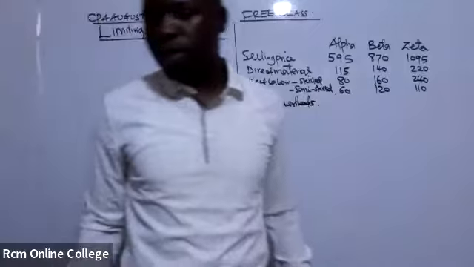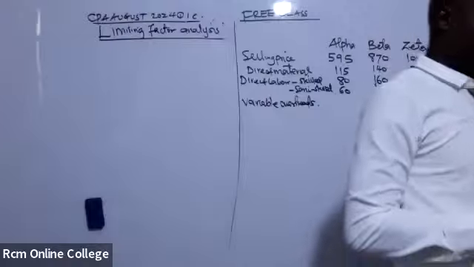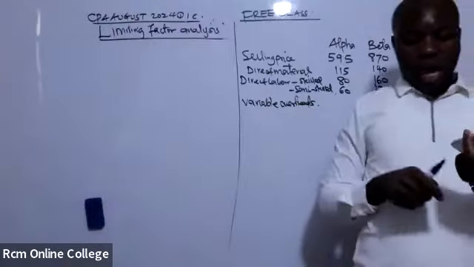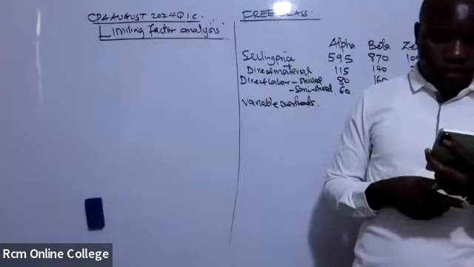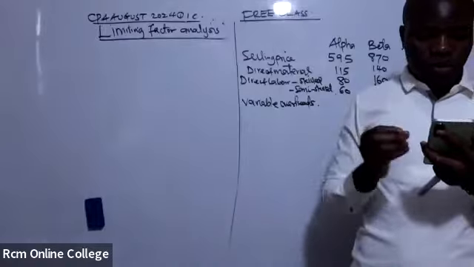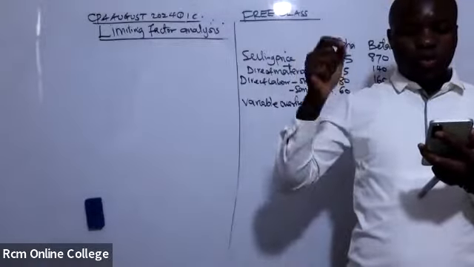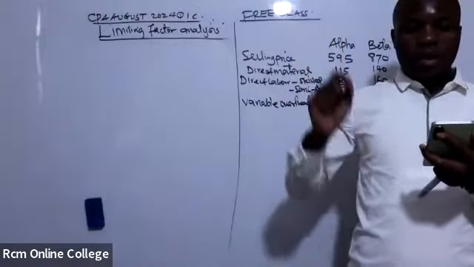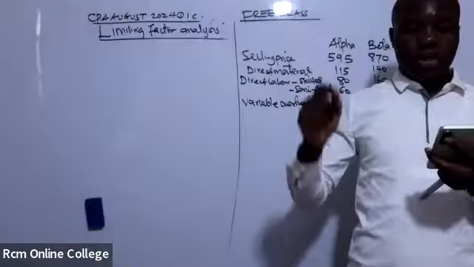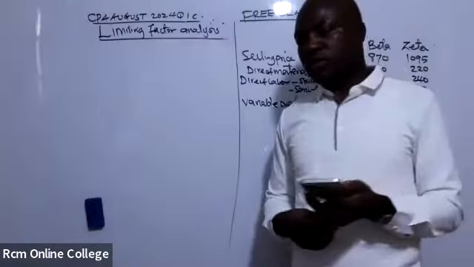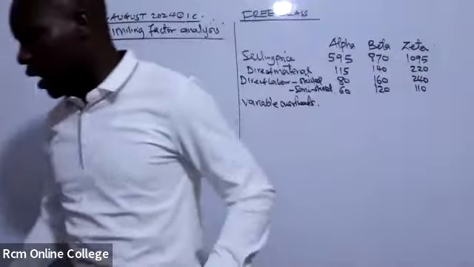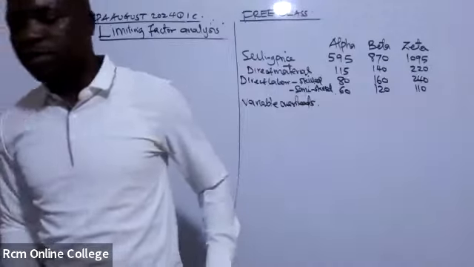Now, if you look at the variable overheads, what are we being told? Go to additional information number 2. The variable overheads are absorbed into production at the rate of 100% for skilled and 50% for semi-skilled. What are we trying to say? 100% for skilled and 50% for semi-skilled.